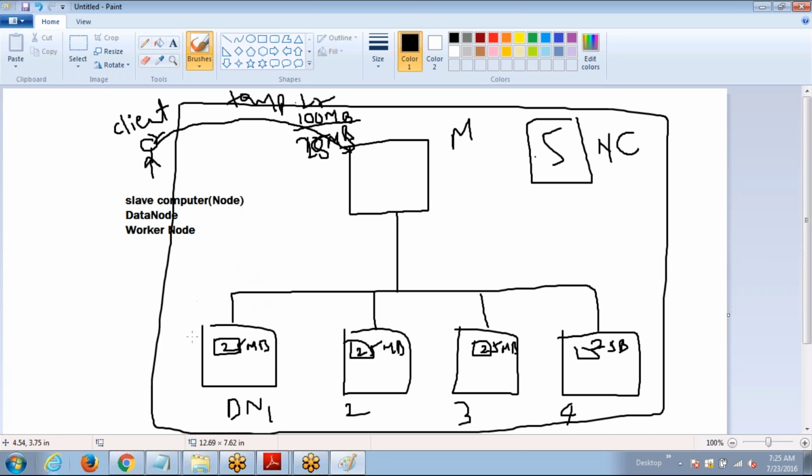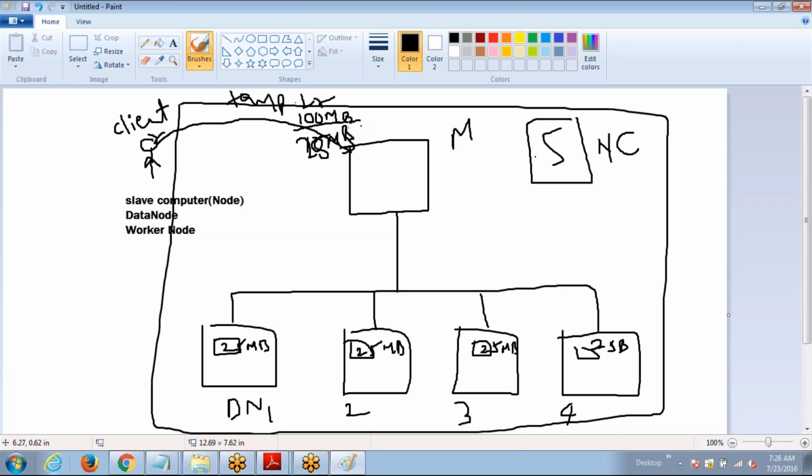Now, what is a data node in our concept? A data node is the one which stores your actual data. Worker node, slave node, data node: it is the node which stores your actual data within your Hadoop cluster. Are you clear about what a data node is? Okay, with this knowledge, let's continue.